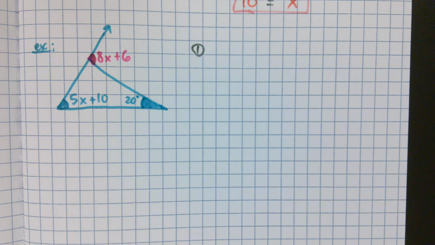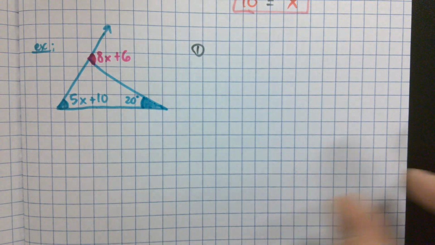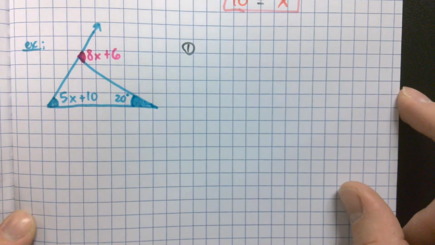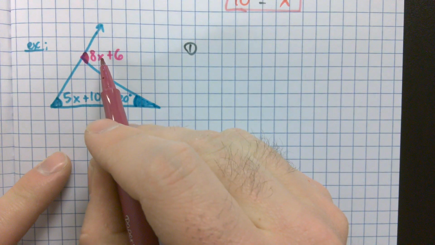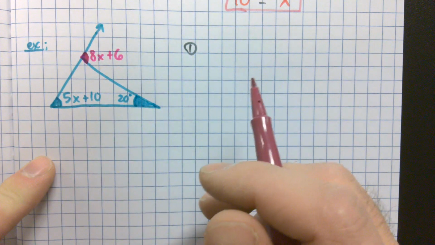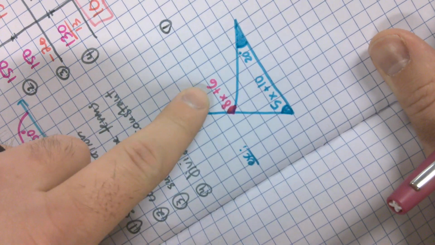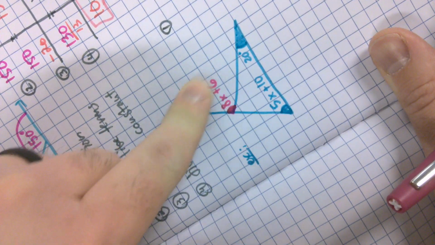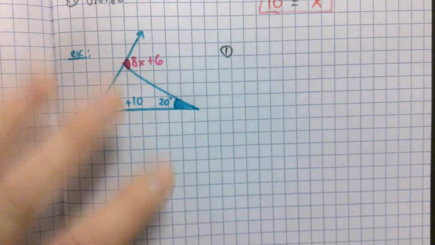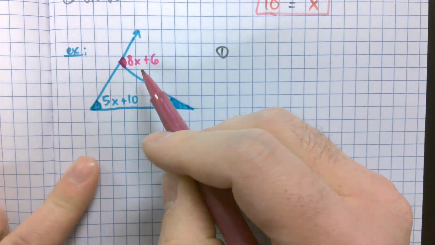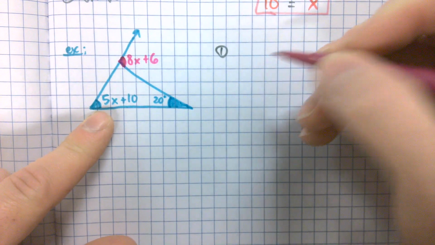So what's my exterior angle here? What's on the outside of my triangle? 8x plus 6. Even though our diagram looks a little bit different, if we turn it to the way that we're used to seeing, it's still on the outside of my triangle, and that is 8x plus 6. So is that my A, B, C, or D? D.